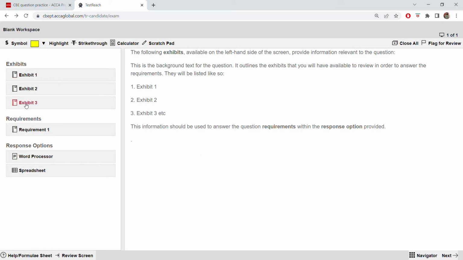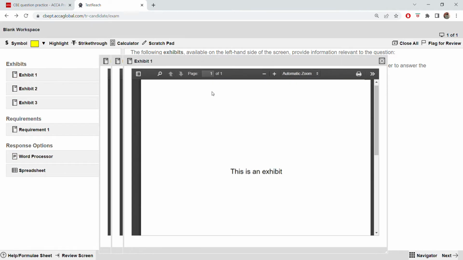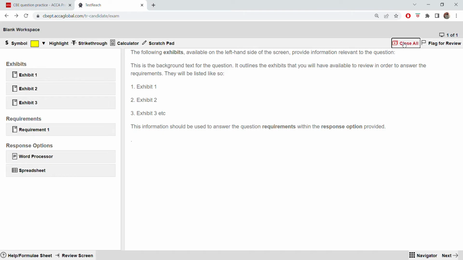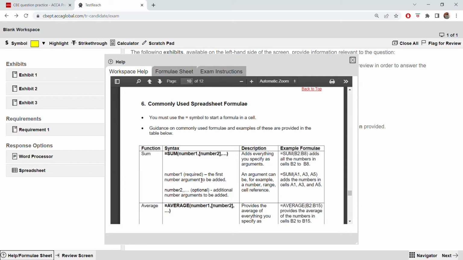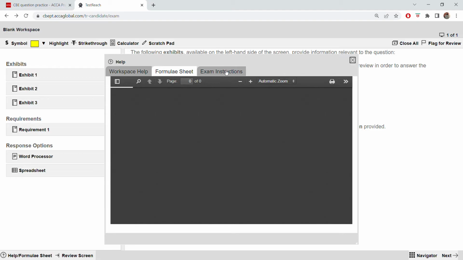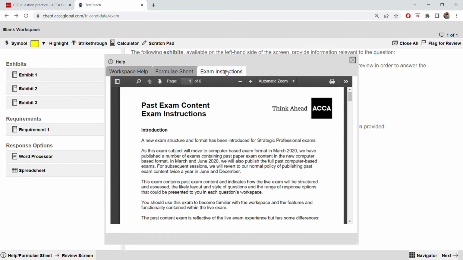Suppose you have opened multiple windows and you want to close them all at once. Go here. I think you can see, right? Close all. It will close all the windows at once rather than you closing each one individually, right? Now help and formula sheet. This is the area which you need to visit often. If you go here, you can see workspace help, formula sheet, and your exam instructions. Exam instructions you don't need on the day of your exam. This you must have read before coming to the exam, right?